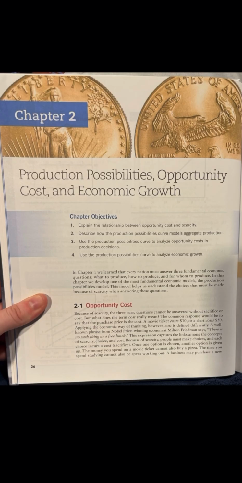2-1 Opportunity Cost. Because of scarcity, the 3 basic questions can't be answered without sacrifice or cost. But what does this term really mean? The common response would be to say that the purchase price is the cost. A movie ticket costs $10, or a shirt costs $50. Applying the economic way of thinking, however, cost is defined differently.